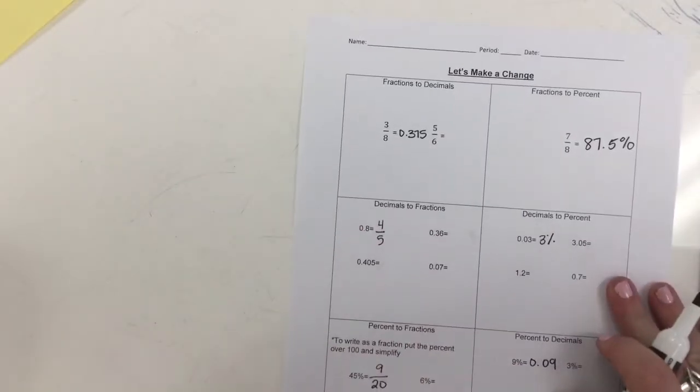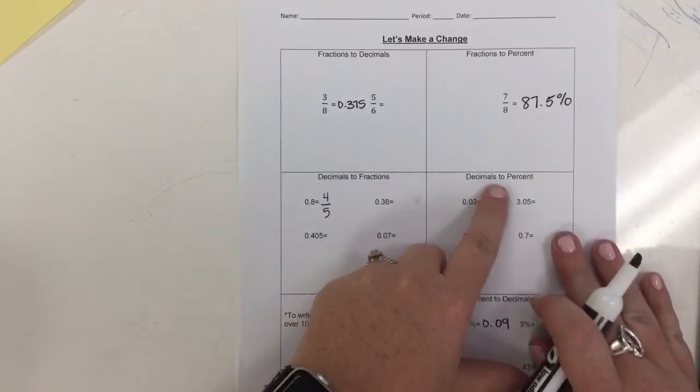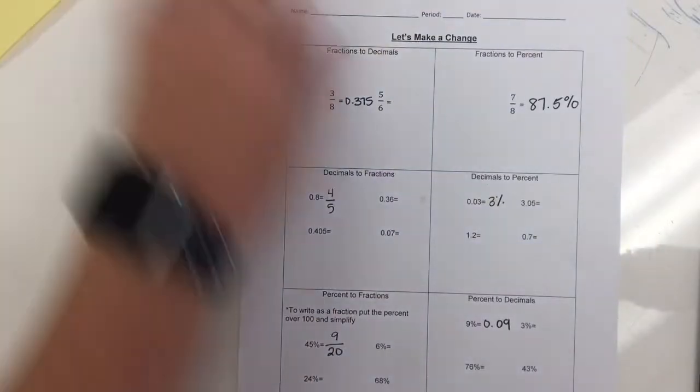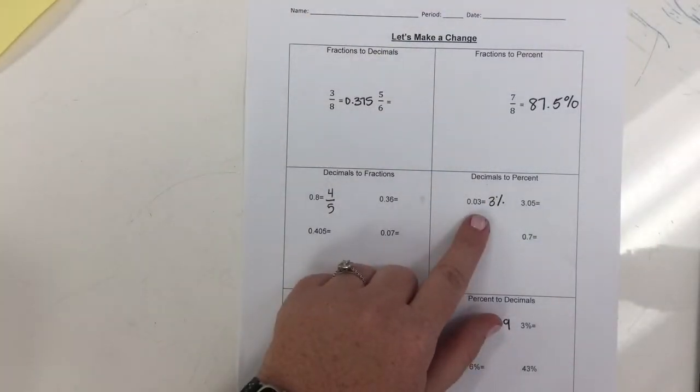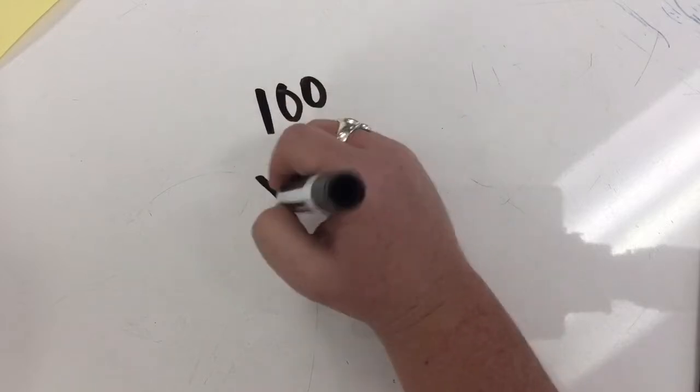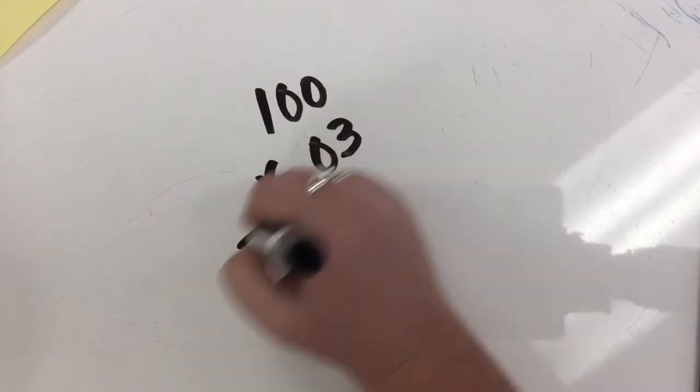So anyhow, my decimal to fraction should have been 4/5, which is what I wrote. Next, going from decimal to percent, you're going to multiply by 100. So my decimal is 0.03. So I'm going to multiply 100 times 0.03.